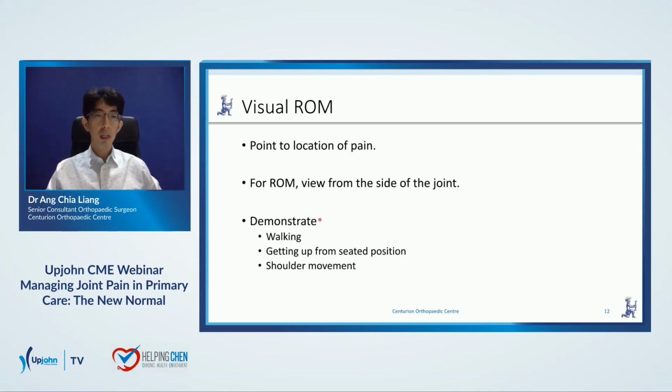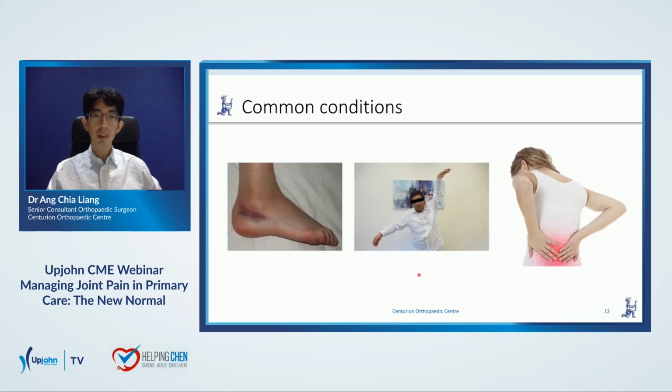And you can also get this kind of information. You can ask them to walk. You can ask them to get up from a seated position, especially for patients with back pain. You can check their shoulder movements. Does it look like it's impinged? Does it look like he cannot lift up his arm? These are all the visual cues that you can get through tele.